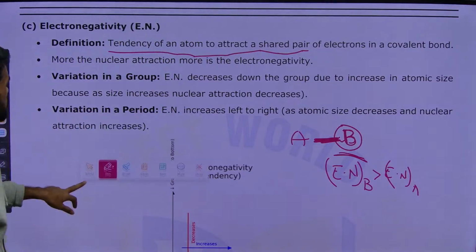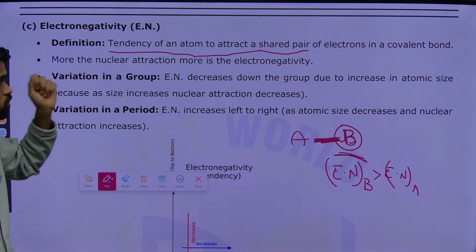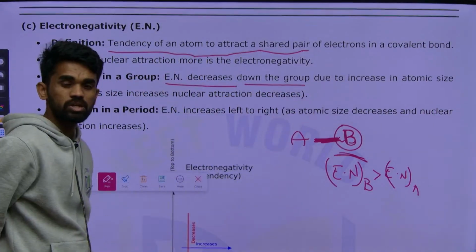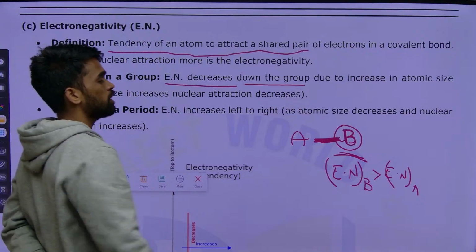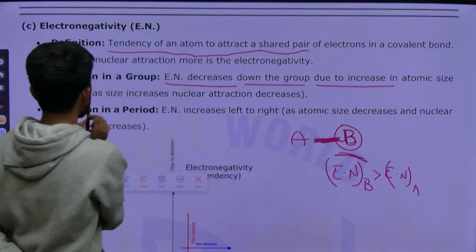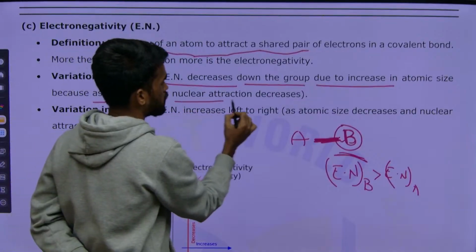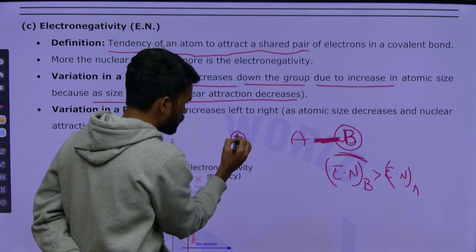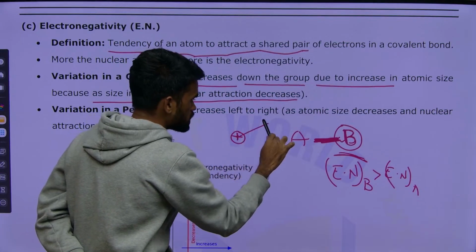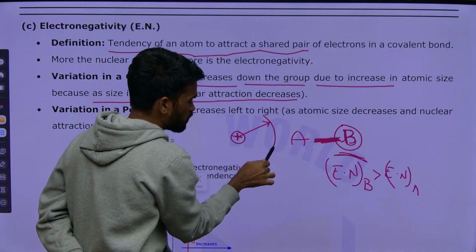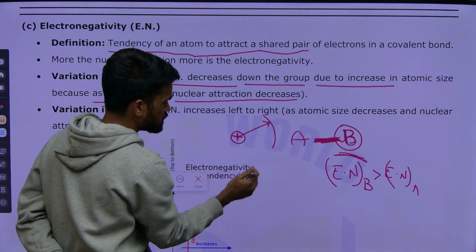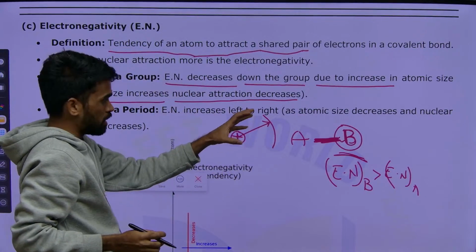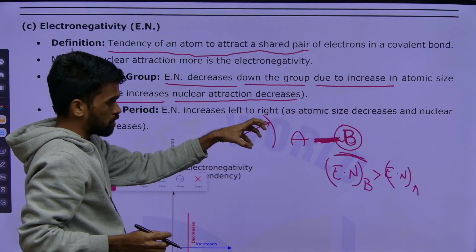Okay. So, now look at this variation in a group, how electronegativity varies. Electronegativity decreases down the group. What happens to electronegativity down the group? Decreases. Okay. And this is due to the increase in atomic size, because as size increases, nuclear attraction decreases. See, if there is a small atom, whatever nuclear forces are there will show their effect on valence electrons more effectively and drag them. If the size is very small, the nuclear forces will be effective and attract the bonded electrons towards itself.